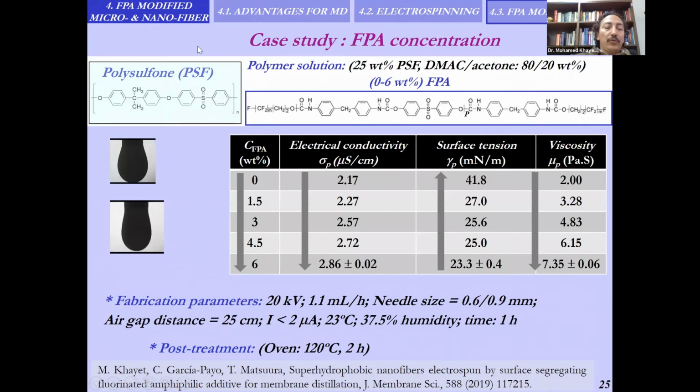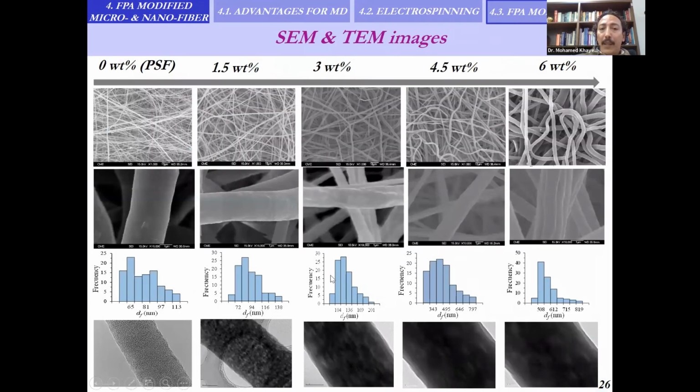I would like to share with you a case study here on PI concentration. As host hydrophilic polymer, we use polysulfone, and the concentration of PI was varied from 0 to 6%. All the electrospinning parameters were maintained the same. It is important here for the electrospinning technique to know the electrical conductivity, surface tension, and viscosity of the polymer solution.